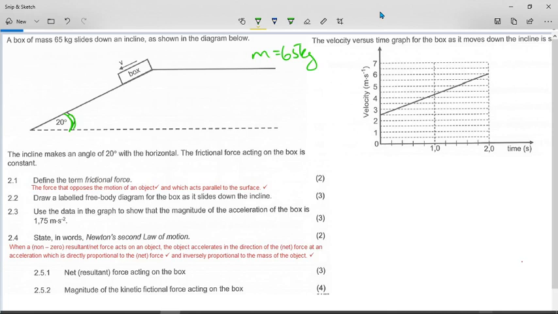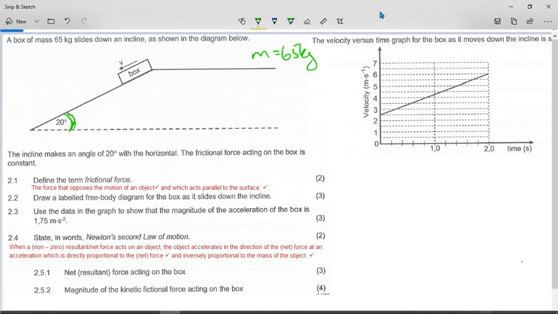This is the force that opposes the motion of an object and acts parallel to the surface. You must have both halves of the definition. Your opposing motion of an object. If it says kinetic frictional force, it's the motion of a moving object. But if it just says frictional force, it's the motion of an object.